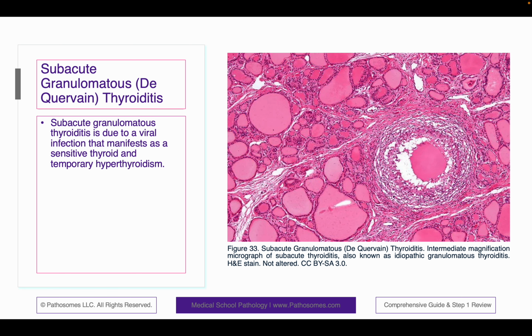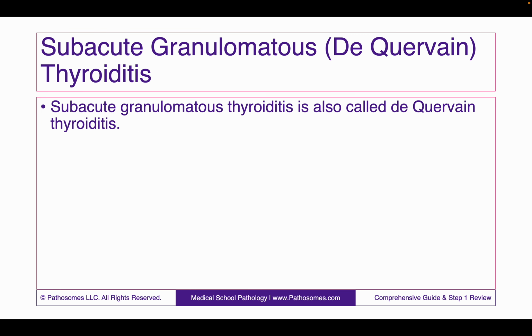To the right here, you can see the histology. Note the idiopathic granulomatous thyroiditis that is present. Subacute granulomatous thyroiditis, as you know, is called the de Quervain thyroiditis. Okay? Subacute granulomatous thyroiditis is self-limited and does not progress to hypothyroidism.